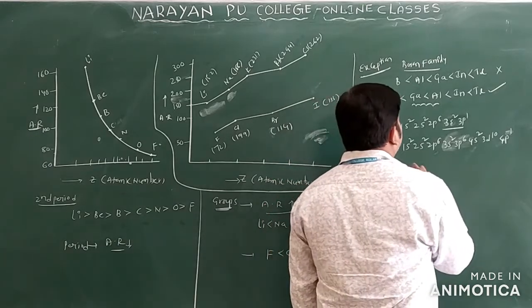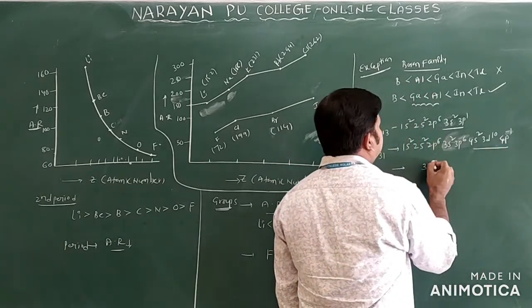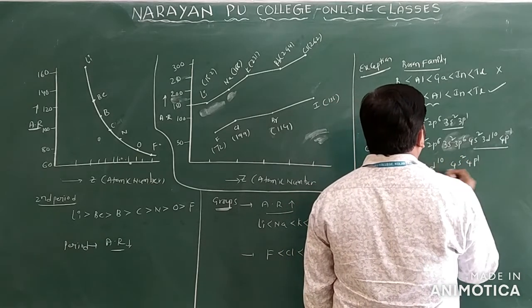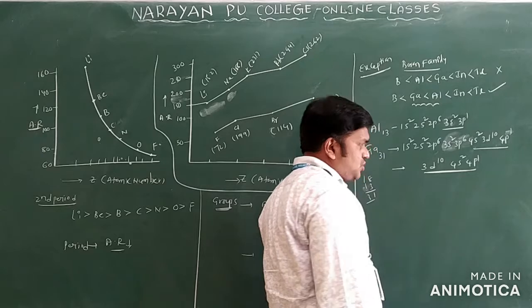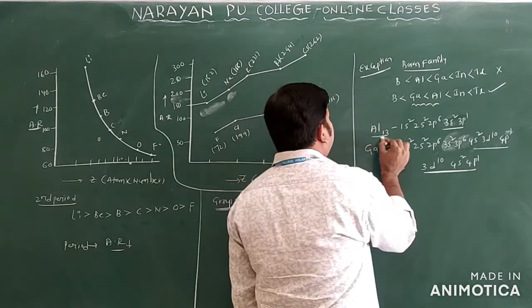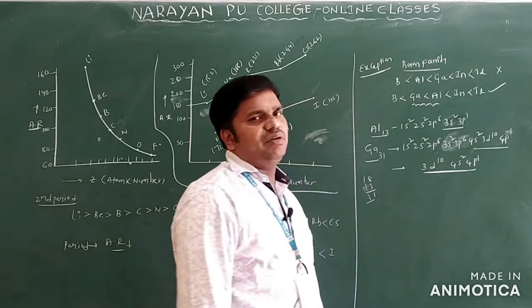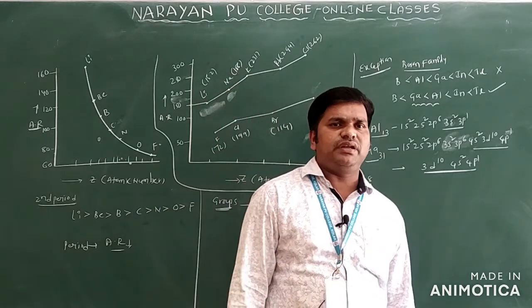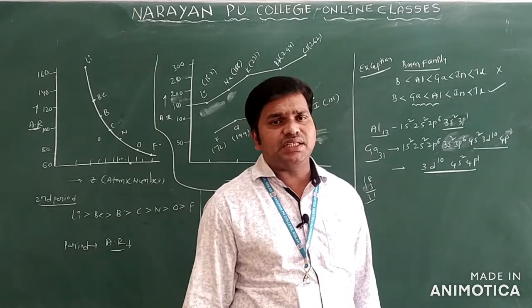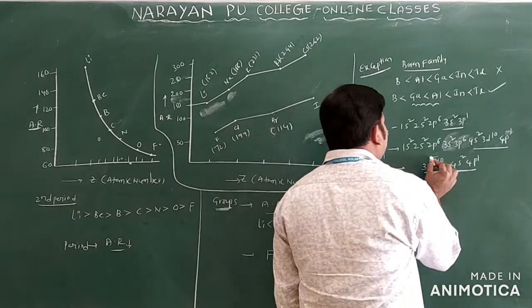If you see the configuration, I will write these three: 3d10, 4s2 and 4p1. So if you compare aluminum and gallium, in case of aluminum there is no d orbital. The d orbital is not there, but in case of gallium, we have the d orbital.